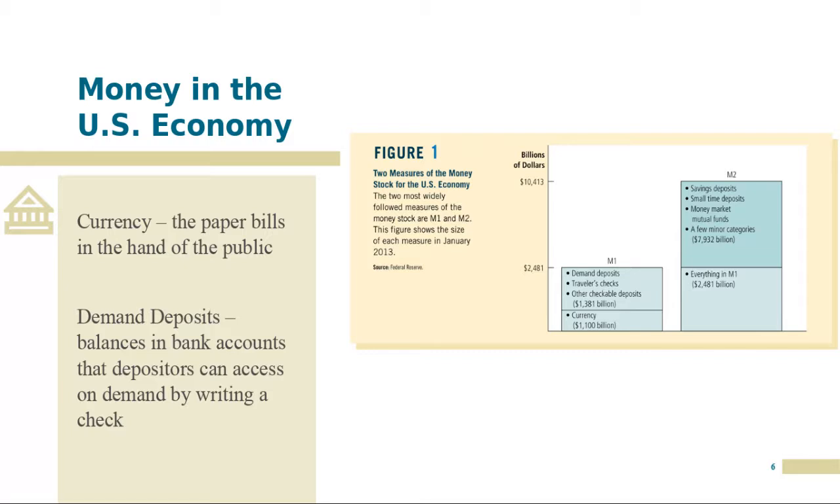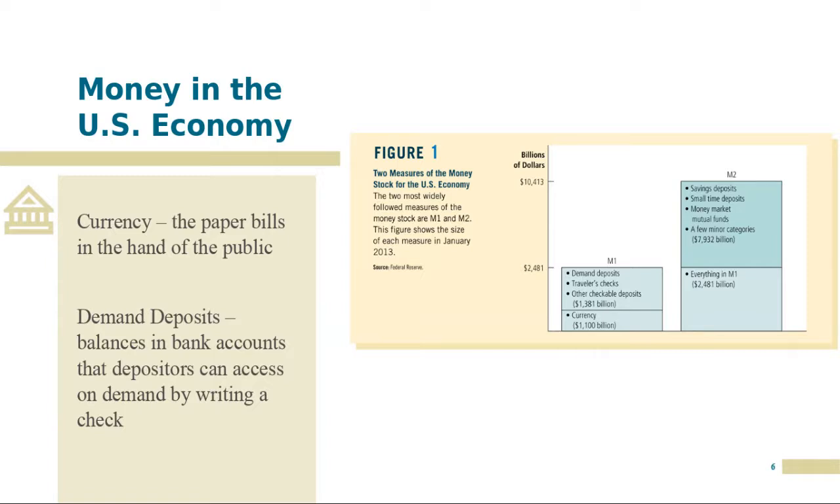So what does money look like in the US economy? Well, simply put, you have different versions of it. You have currency, which is the paper bills in hand. So these are the actual green dollar bills that we carry around in our wallets or leave at home. Demand deposits, meanwhile, are balances in bank accounts that depositors can access by writing a check. And so demand deposits are basically immediately liquid, and they're almost immediately money in a way, even though they're not currency, right? They're not a US dollar. The fact that you can write a check and spend a check makes it money.